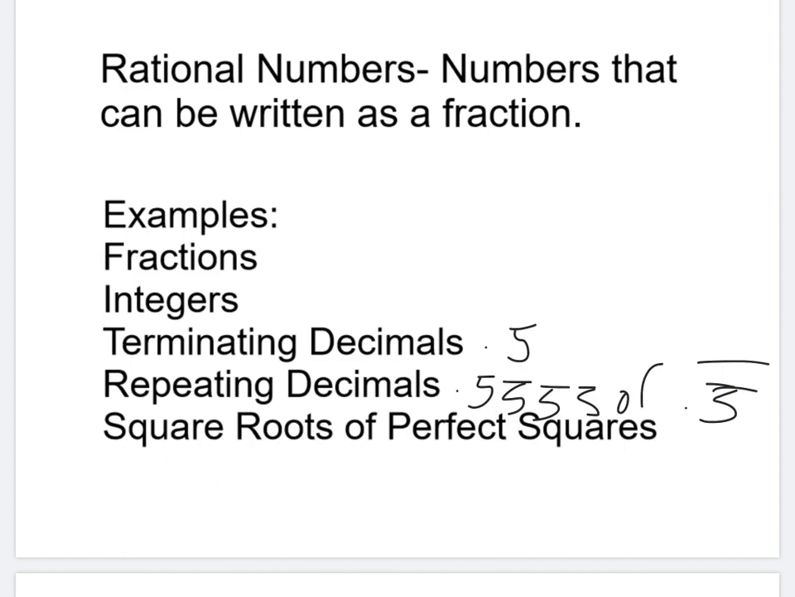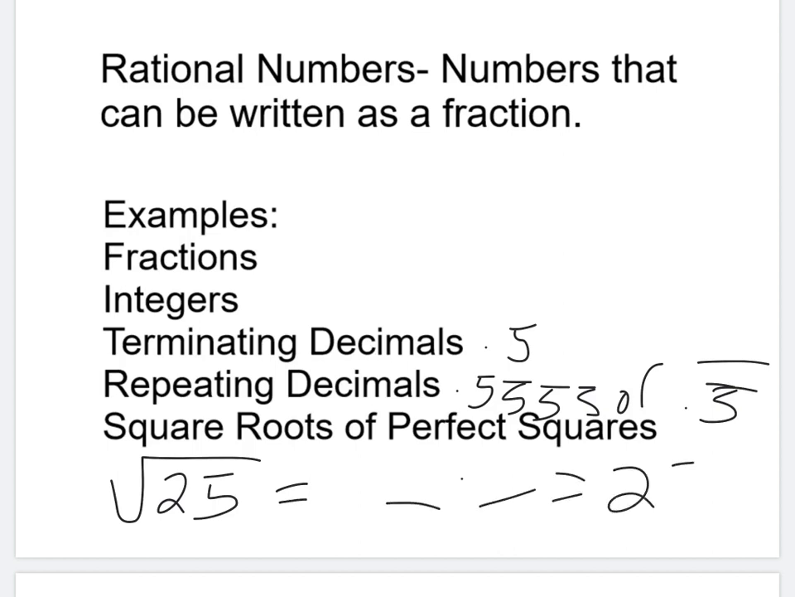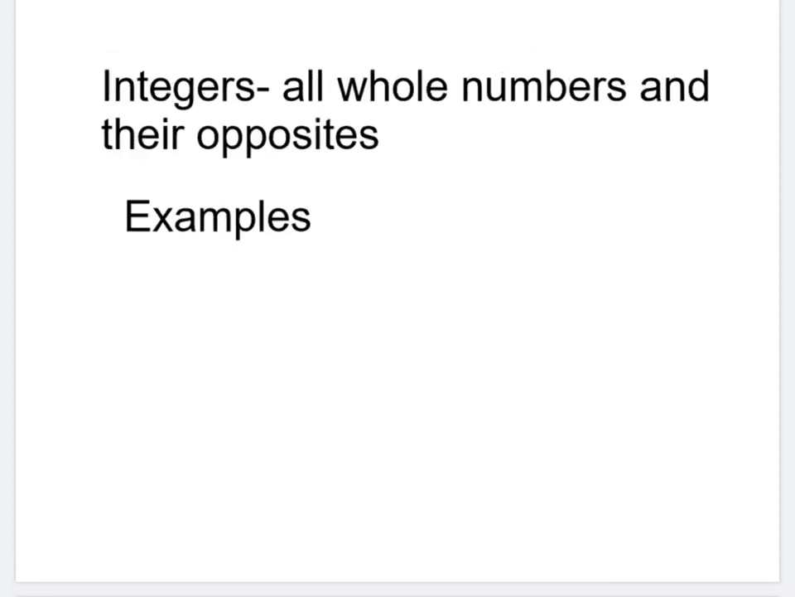And then square roots of perfect squares. The square root is a symbol that looks like a division sign, and if you have a perfect square like 25 underneath it, that's asking you what number times itself gives you the number underneath the square root sign. So I could say what number times itself is equal to 25. Well, I know that 5 times itself is equal to 25, so the square root of 25 is equal to 5, which is a number that can be written as a fraction. We will talk more in an upcoming lesson about what square roots are and how to find them.